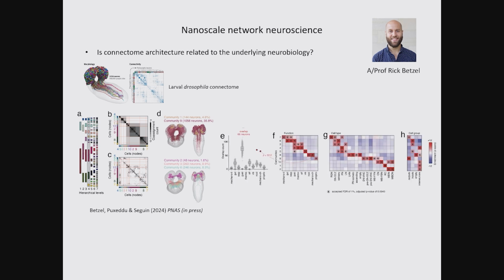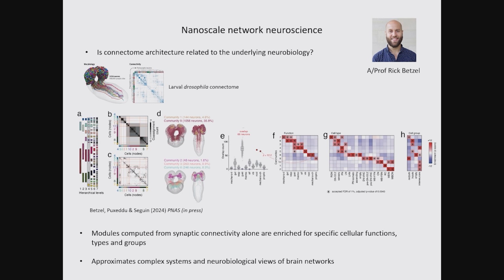We find that these modules, which are computed on topology alone, delineate really well cell function, cell type, and cell group. So, yeah, this is what I just said. I think this is really cool because it's a step towards approximating a complex system view of the brain to a neurobiological view of the brain.